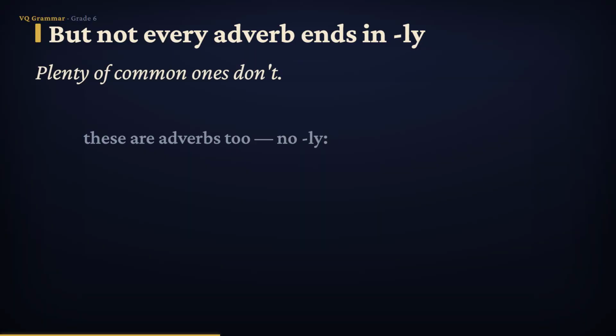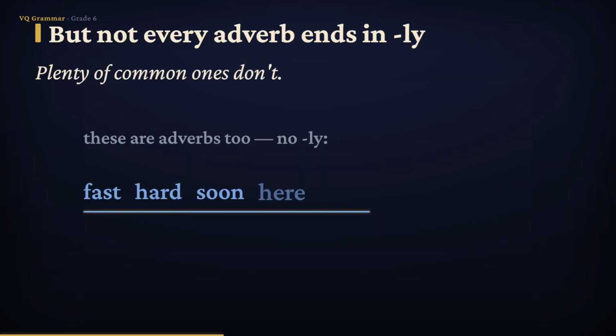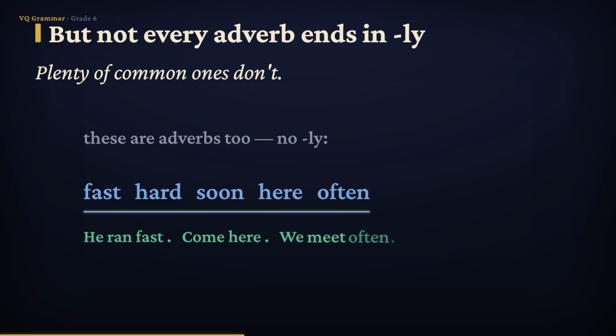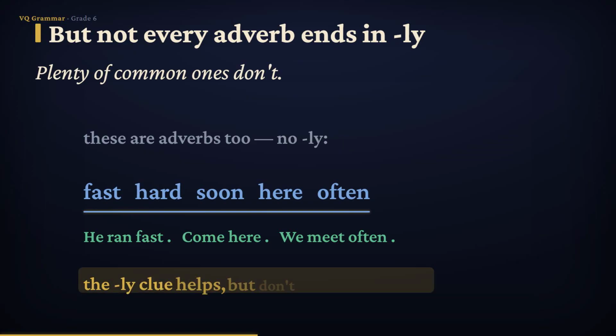But here's the catch, and it's an important one. Not every adverb ends in ly. Plenty of very common adverbs have no ly at all. Think about words like fast, hard, soon, here, and often. Each one still describes a verb. He ran fast. Fast tells how he ran. Come here. Here tells where to come. We meet often. Often tells how often we meet. So the ly ending is a wonderful clue, but don't rely on it by itself. Always double check by asking whether the word is describing the verb.